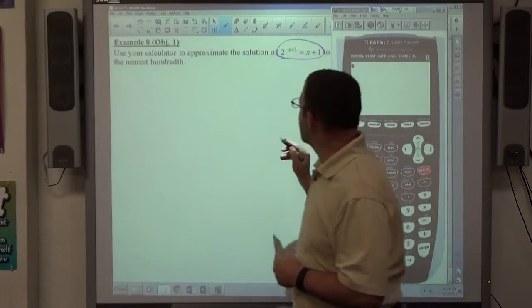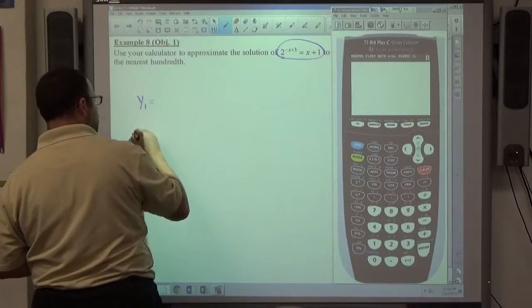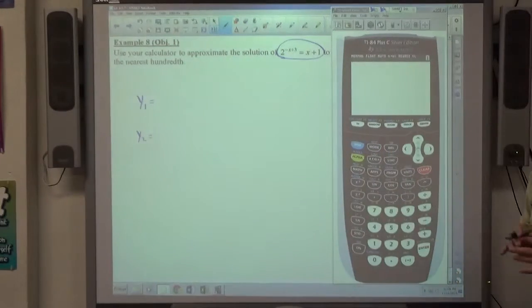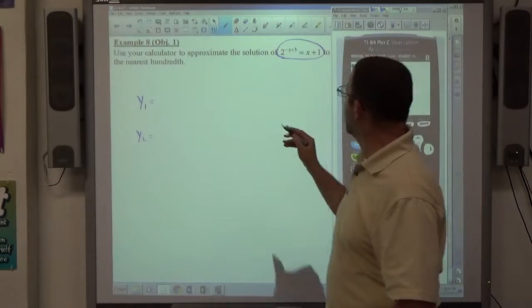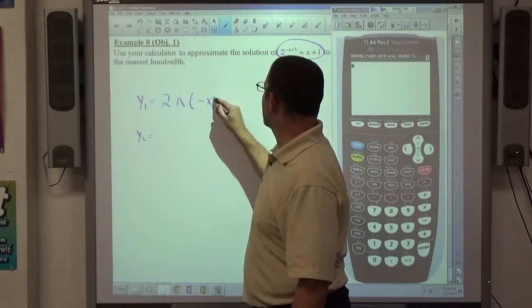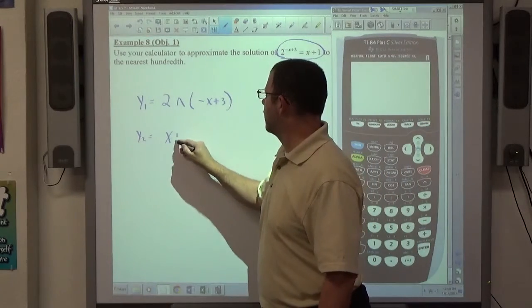What I want to see on your paper will be y sub 1 equals and y sub 2 equals. Right? Y sub 1 and y sub 2 are going to represent the left and right hand sides of this equation. So y sub 1, when I'm entering it in my calculator, is going to be 2 caret parentheses negative x plus 3 parentheses. And y sub 2 is going to be x plus 1.